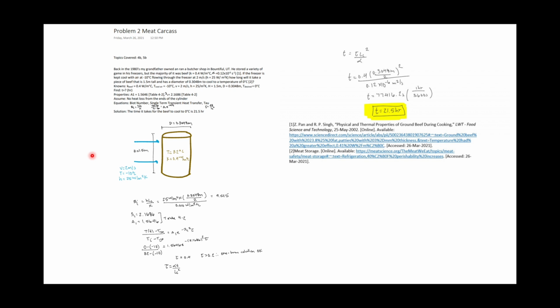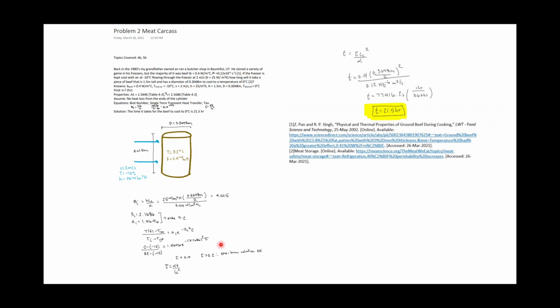We are given the h value, and we are asked how long it takes for the meat carcass to reach a temperature of 0 degrees Celsius. First, we must calculate the Biot number, which we were able to get to be 9.525. Next, from table 4.2, we were able to interpolate to determine the values of lambda and A1.